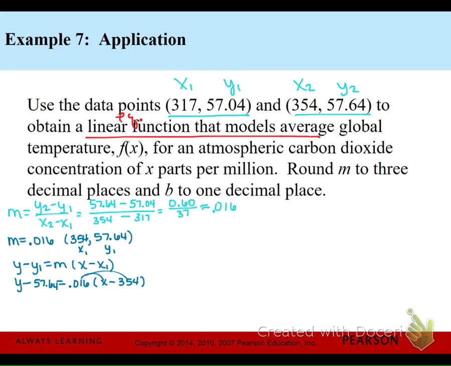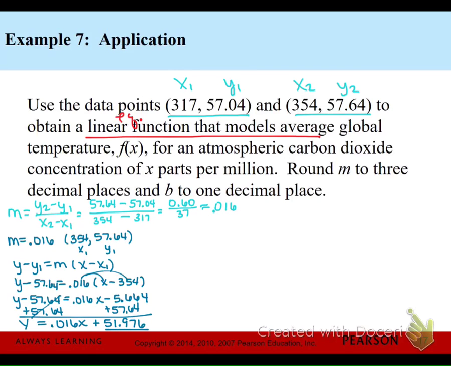All right, so we need to distribute. So you got y minus 57.64 equals 0.016x minus 5.664. Then add your 57.64. You do that. This is going to cancel. So you're going to get y equals 0.016x plus 51.976. Now, but remember, it told me we needed to round our y-intercept to 1 decimal place.